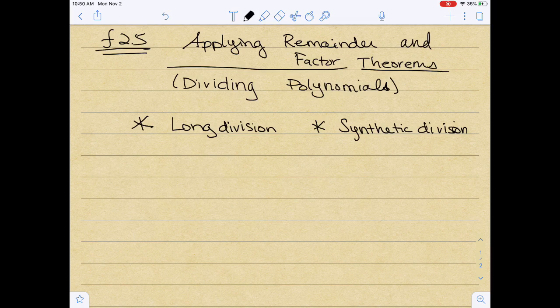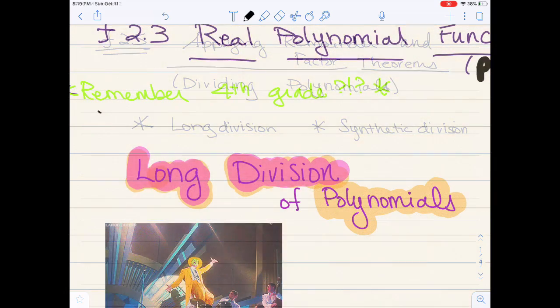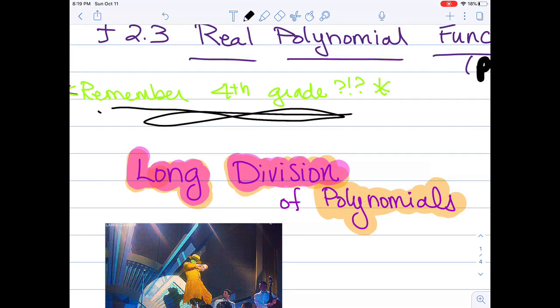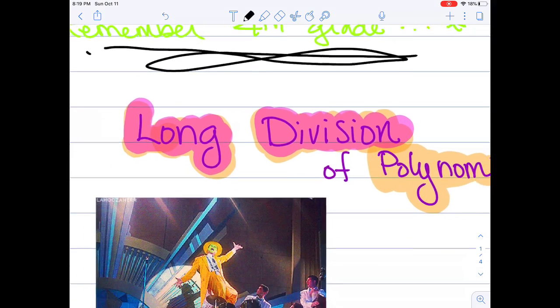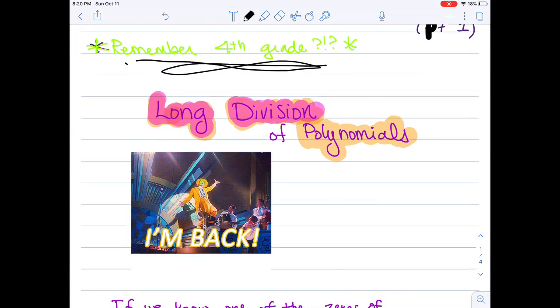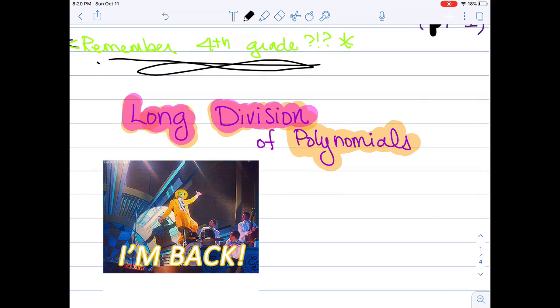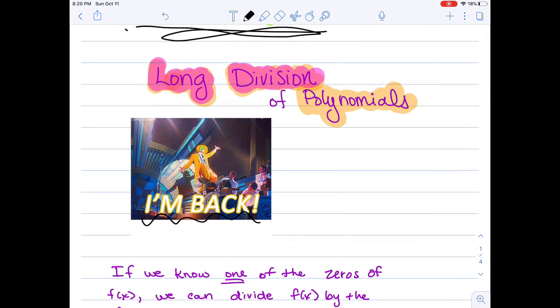and then we'll come back and add some more. Think back to fourth grade when you learned long division and you thought, oh gosh, I hope I never have to use this again. But now we're going to be doing long division of polynomials, right? And long division's like, I'm back. Okay, so here's the deal.